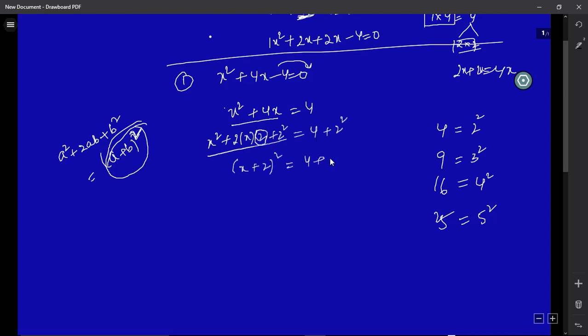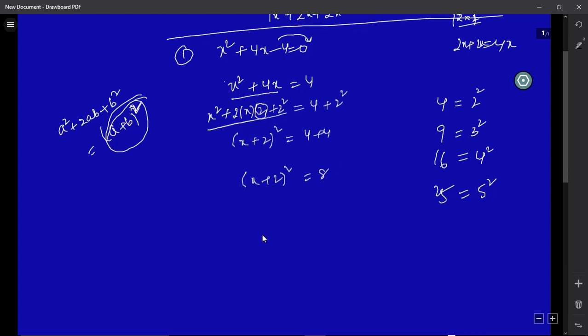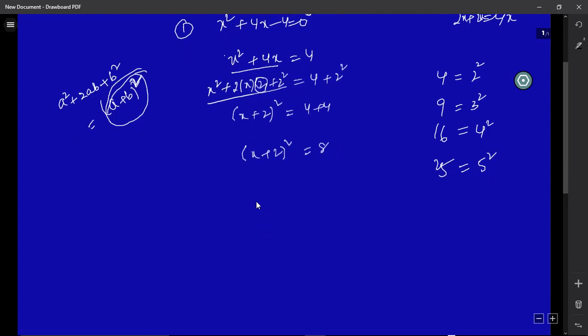4 plus 2 square is 4. X plus 2 whole square is equal to 4 plus 4, which is 8. Now the left hand side you converted into the form of a perfect square, right? You have a square here. Now if you remove the square from the left hand side, you will have to put a square root on the right hand side.